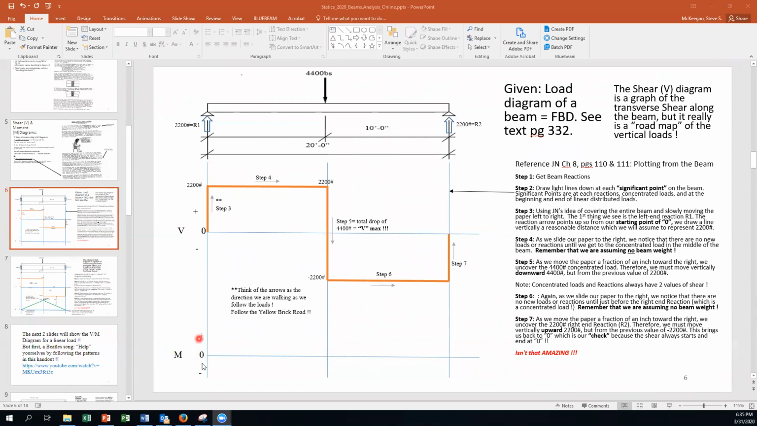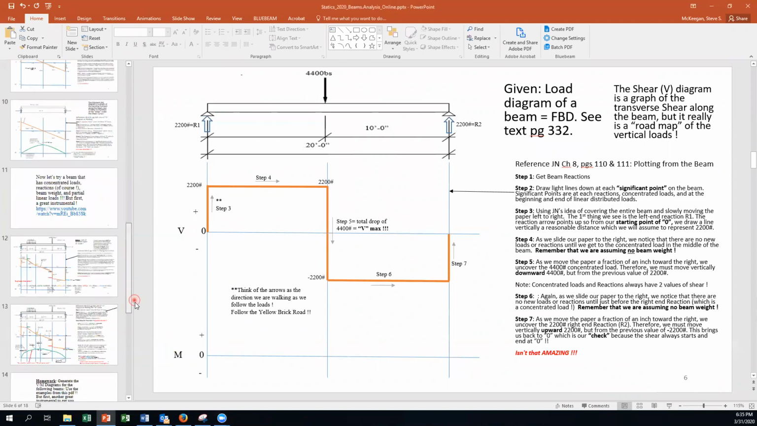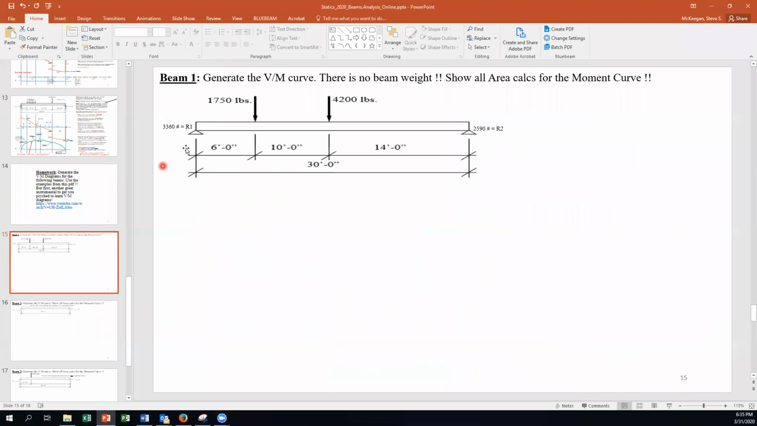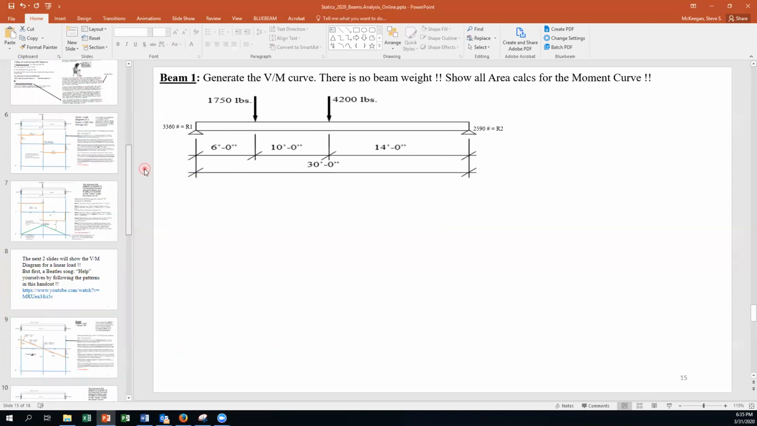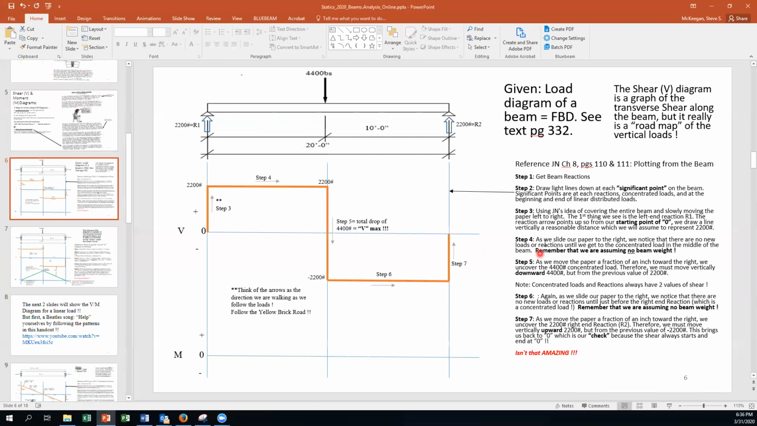Okay, 0, positive, negative. So if you go to the homework, first thing you're going to do, drop a line here, drop a line here, here, and here. Very light lines. Those are your vertical axes. They're just at significant points along the beam. A horizontal axis for the shear and a horizontal for the moment. Everybody okay with that step?